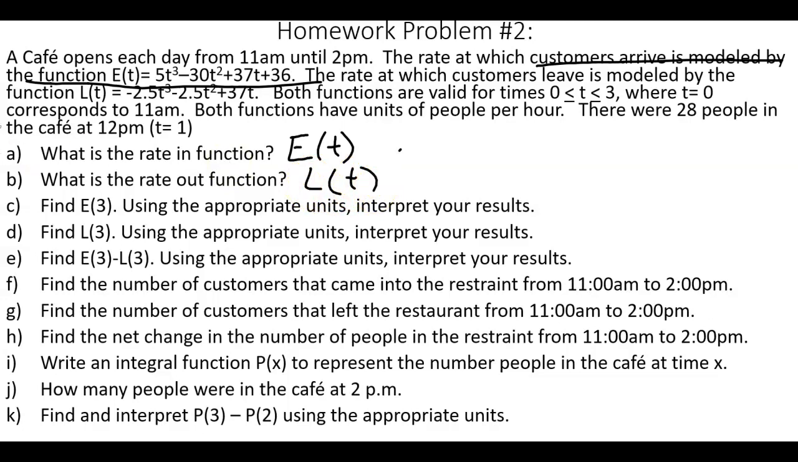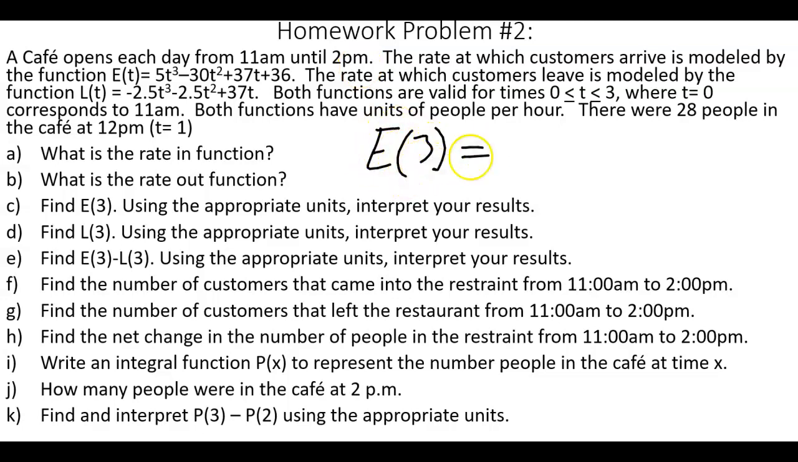All right, part C is asking us to find E of 3 and then to interpret our answer using the appropriate units. So let's go ahead and do that. E of 3 basically means I'm going to be plugging 3 into this function up here. I'm going to do that on my calculator, and the answer I get is 12. Now we have to understand this is a rate, right? So it's a positive rate, and the units for this are people per hour.